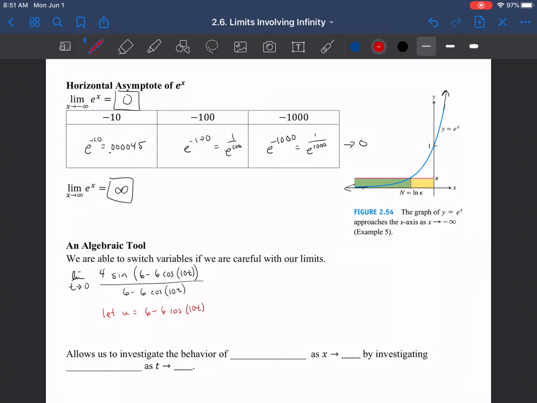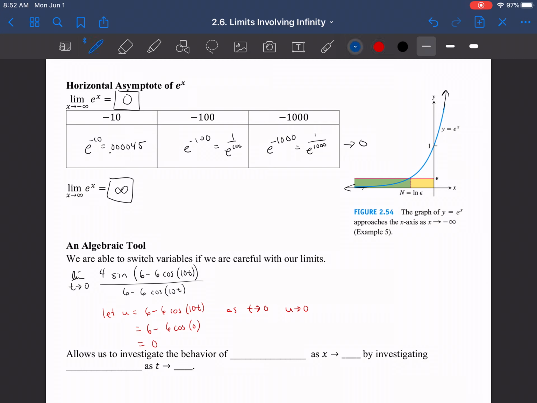Because in this situation, it looks like we could make this go a little bit better. And so remember that as t goes to 0, what's u going to do? As t goes to 0, u is also going to go to 0 because it's 10t in there, right? It's 6 minus 6 cosine of 0 as t goes to 0, and then that just equals 0 because cosine of 0 is 1, so it's 6 minus 6, it's 0. So as t goes to 0, u goes to 0. So we just have to see what is going to happen with our new limit.